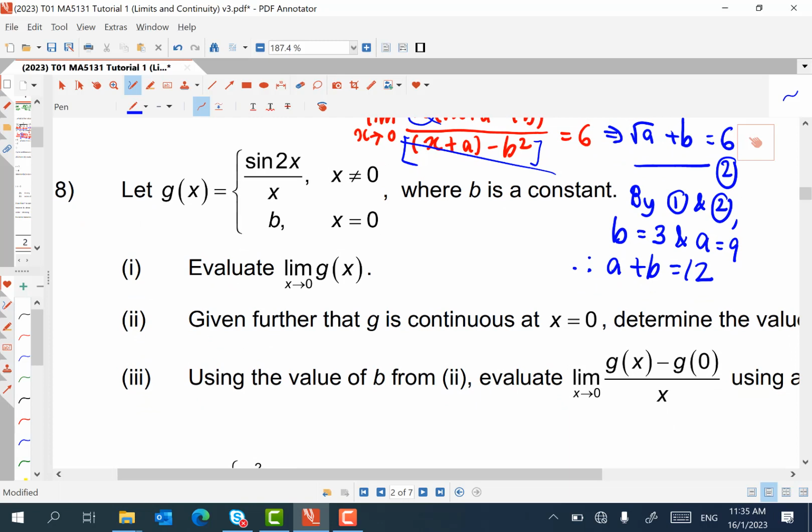Okay, number 8 wants you to evaluate the limit when x goes towards 0. For finding this limit, again you use the same trick that I showed earlier on. You write this thing as 2 limits, x goes towards 0.